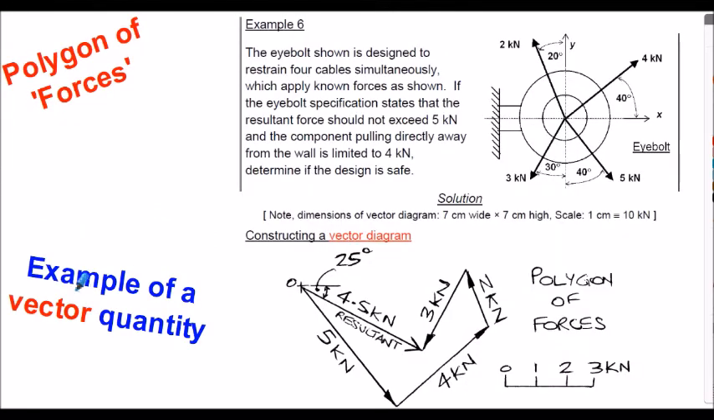And again, another example of a vector quantity, a polygon of forces drawn here. It just means we have more forces applied to an eye bolt in this particular case, or actually 4 forces applied to the eye bolt here. And we can draw a vector diagram, what's sometimes termed a polygon of forces, as shown here. And from this we can find the resultant force on the eye bolt. We review these force resolutions in a separate presentation on graphical representations of forces.